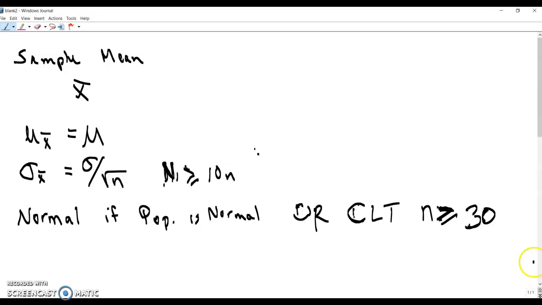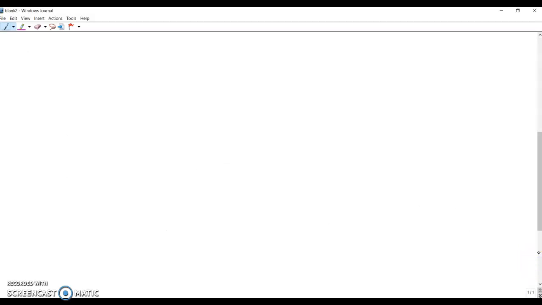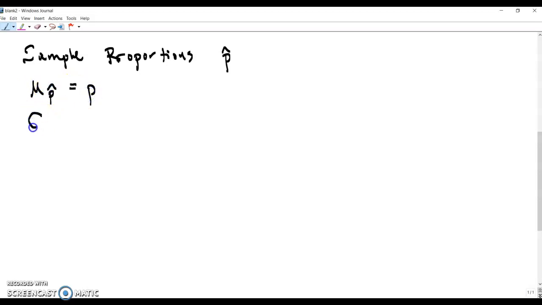Now when we're dealing with proportions, so sample proportions, there's all these p hats, and the mean of all the sample proportions is equal to the population proportion. The standard deviation of all the sample proportions is equal to radical pq over n, where q is 1 minus p. And again, we're sampling without replacement.